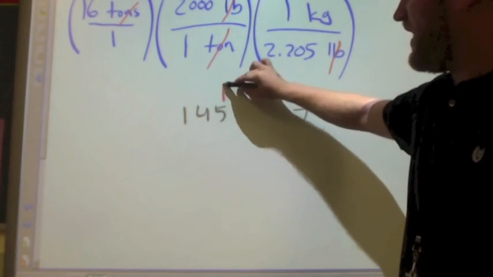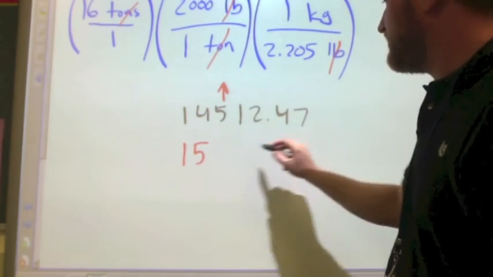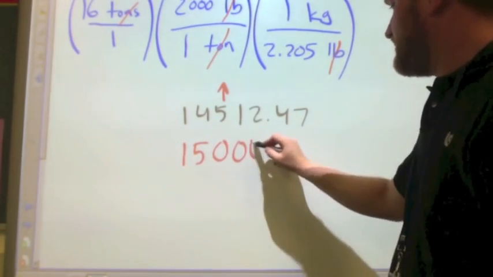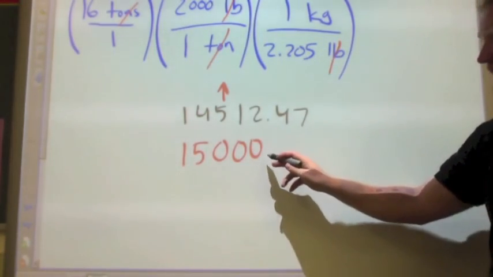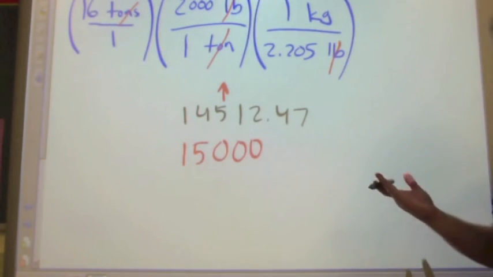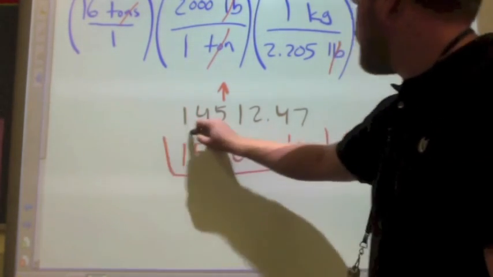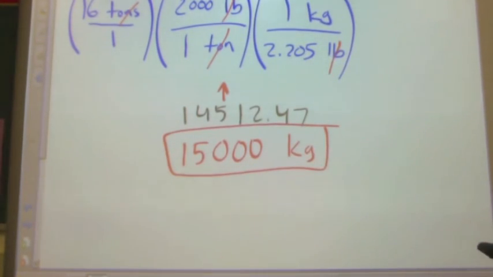Well, since that's a 5, this is going to round up. So I'm going to say 1, 5, and the rest are going to be zeros. 0, 0, 0, leave it at that. I'm not going to say 0.00 because then I'm making all these sig figs. So the answer is going to be 15,000 kilograms. That's how we do conversion factors.